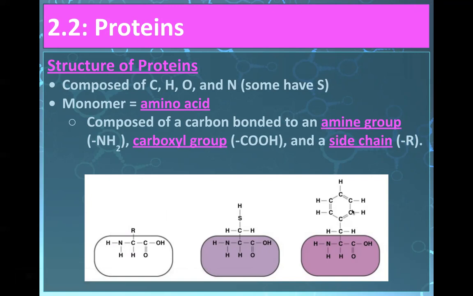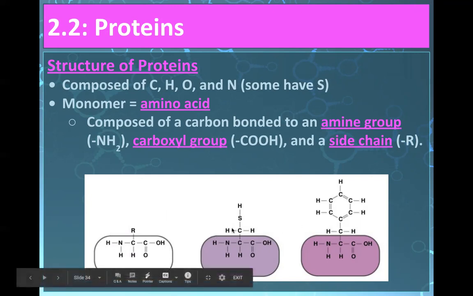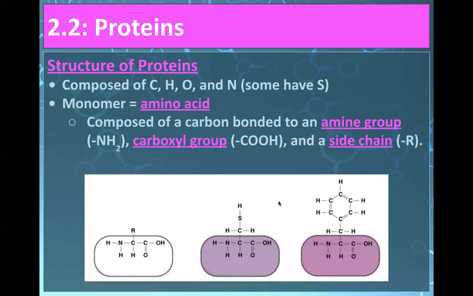It could be one of 20 different configurations. Okay, so like right here, we have CH2SH, and over here, we actually have a carbon ring. Okay, so these amino acids can vary in their side chain from just having perhaps a hydrogen to something as complicated as a ring or two.